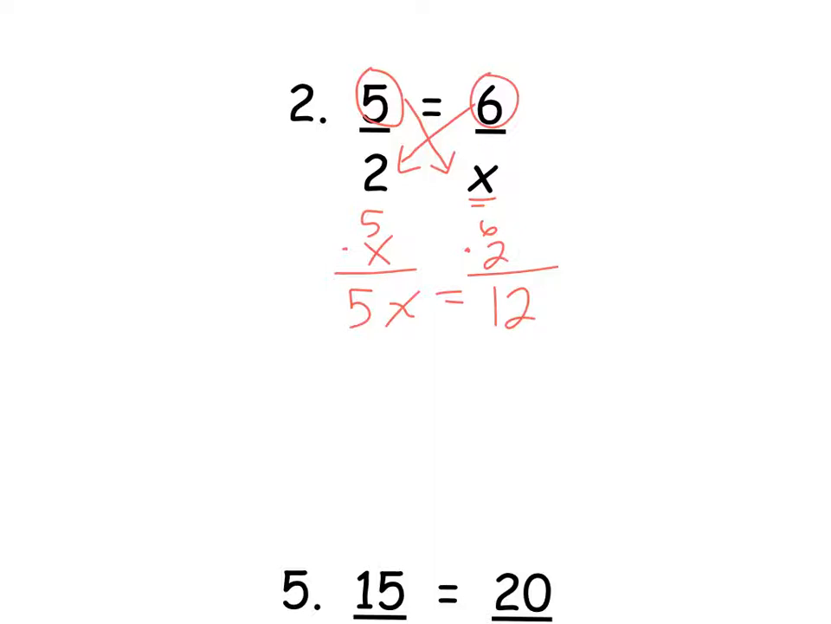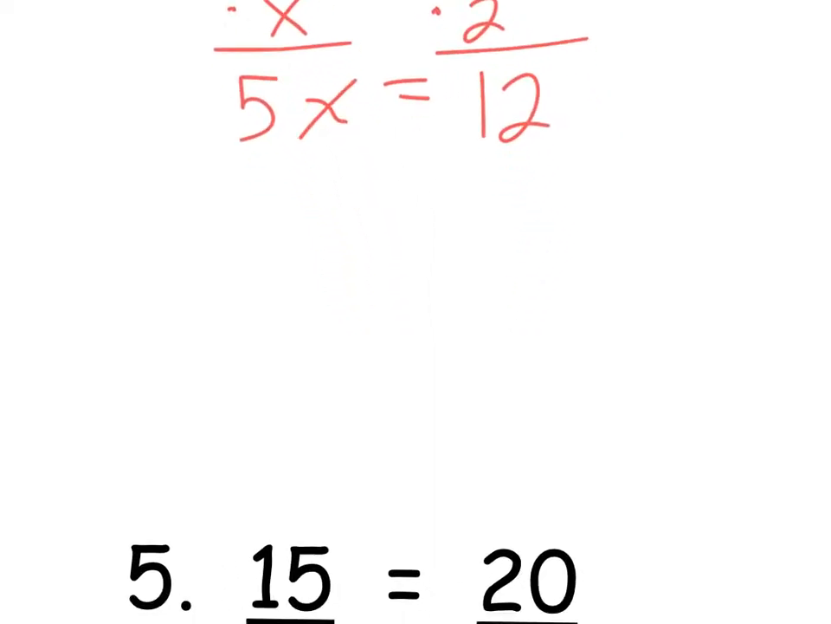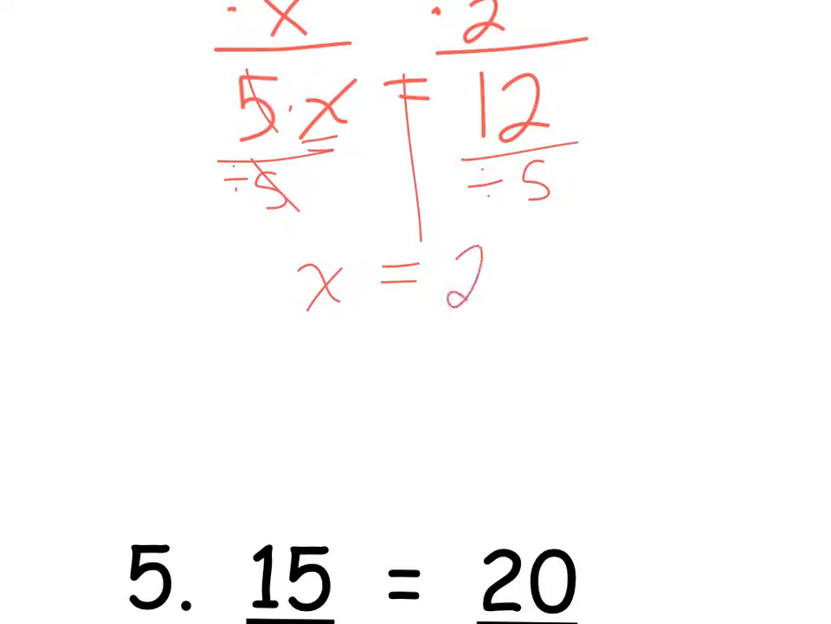Your next step in all of these examples is to divide by whatever number is next to the x, because we're trying to get the x, or whatever letter it is, by itself. So in this case, instead of 5 times x, I'm going to divide by 5. And whatever you do to one side, you have to do to the other to keep the equation balanced. My 5's cross out, so I'm left with x. And then 12 divided by 5 is 2.4 as our answer there.